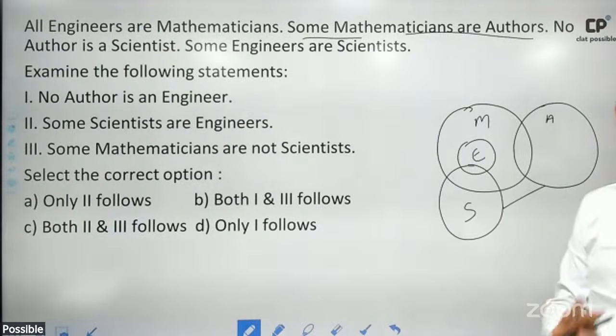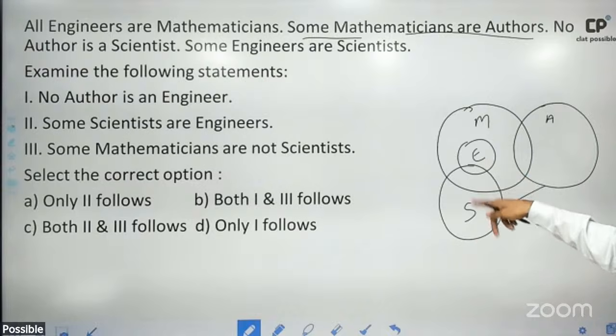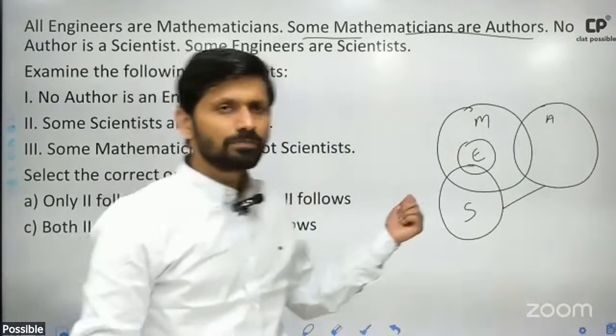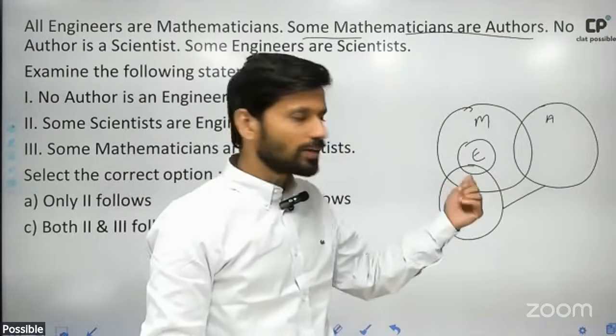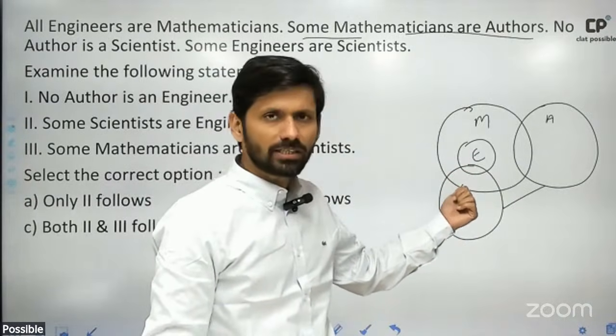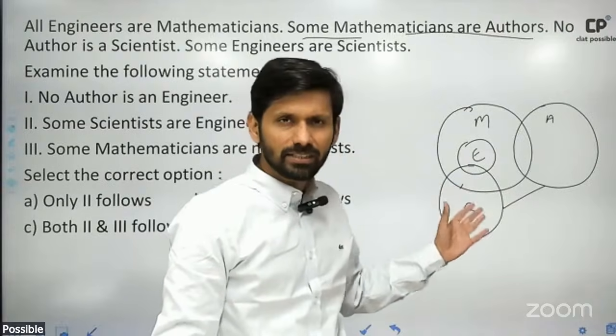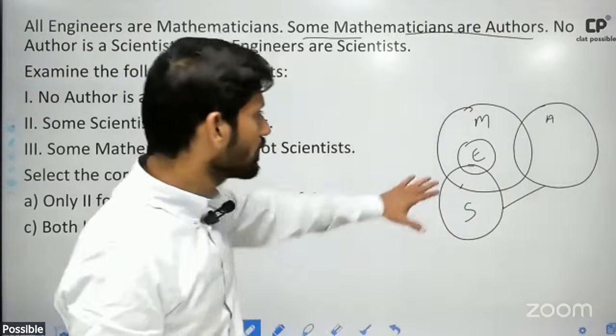No author is a scientist. Okay, some engineers are scientists. So again, I've not really truly drawn a minimum overlap. Minimum overlap में ये engineers और M वाला circle overlap करता है, जहां पर scientist से overlap करना है. But ठीक है, just take it with a pinch of salt. Okay, so this is the diagram.